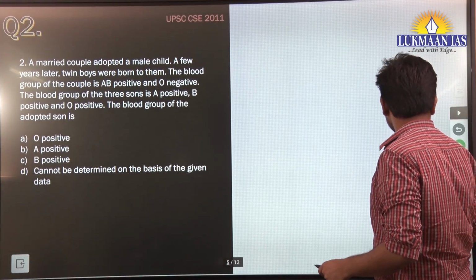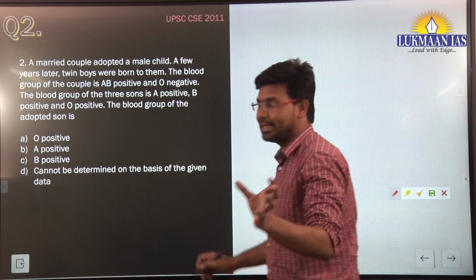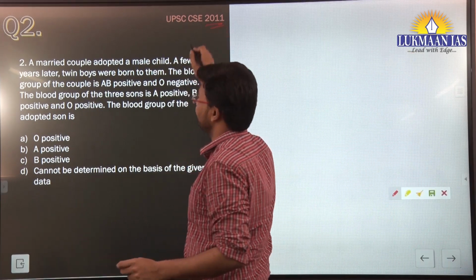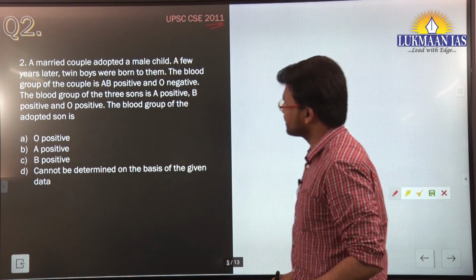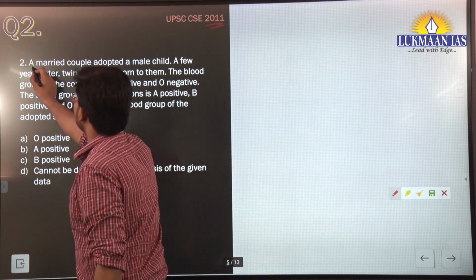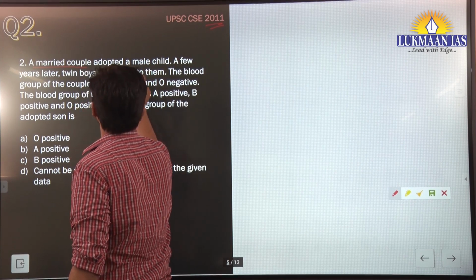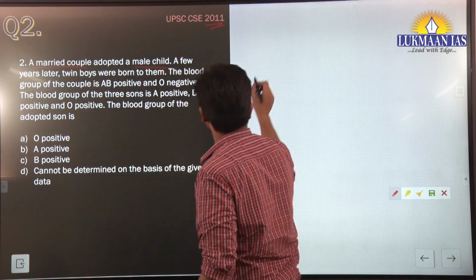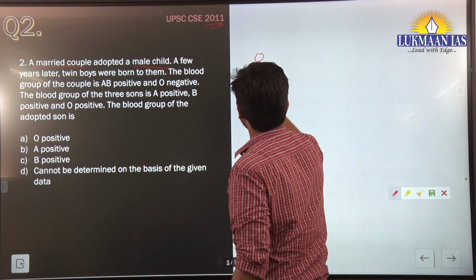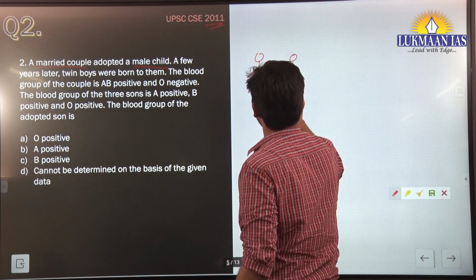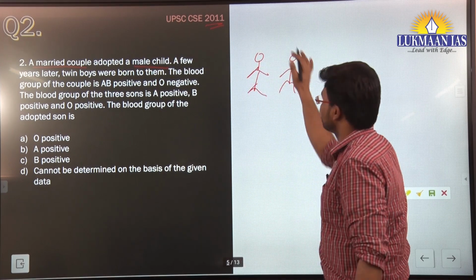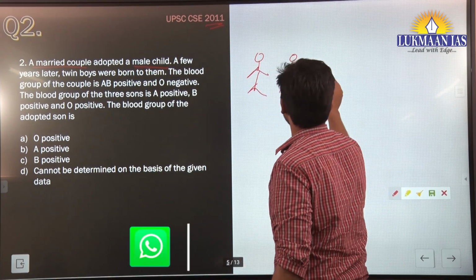This question was asked by UPSC in the year 2011. Let us read this question. It says a married couple adopted a male child. So there is a married couple, and they have adopted a male child.